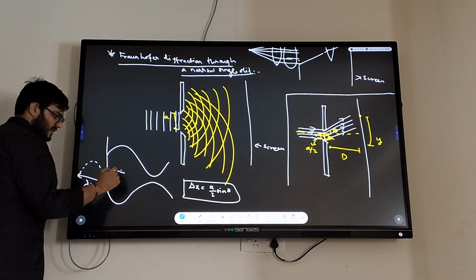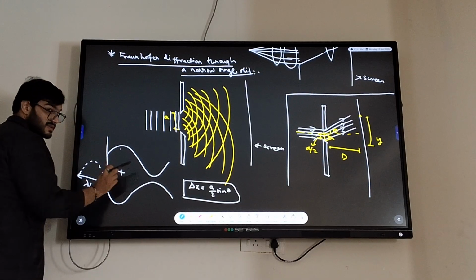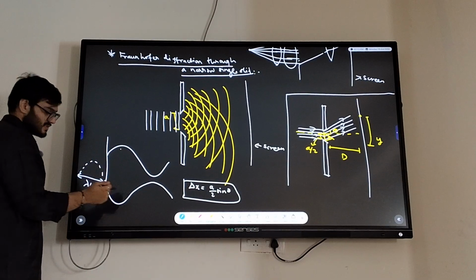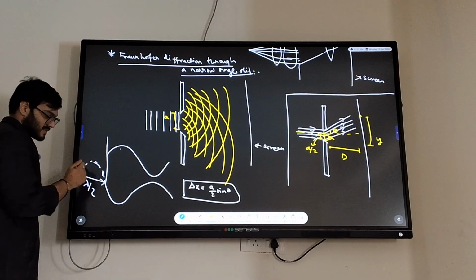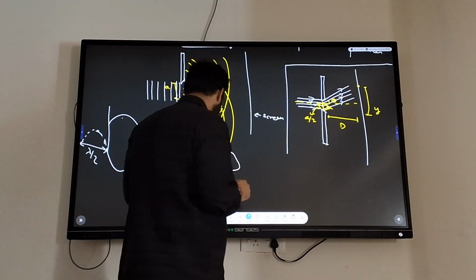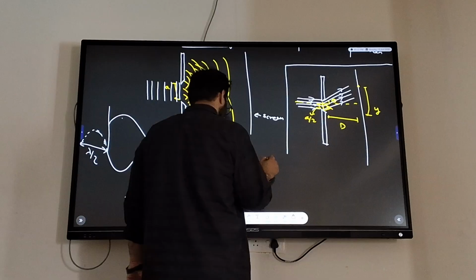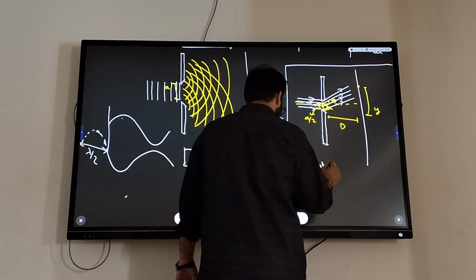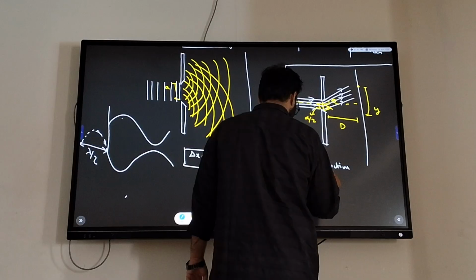ये क्या, ये ऐड हो जाएंगे ये लोग, ये सब्ट्रैक्ट होंगे. क्या आंसर आएगा इसका? ये डिस्ट्रक्टिव है या कंस्ट्रक्टिव है? कितना है पार्ट डिफरेंस इसमें? So if I take delta x to be lambda by 2, that's a condition of destructive interference.